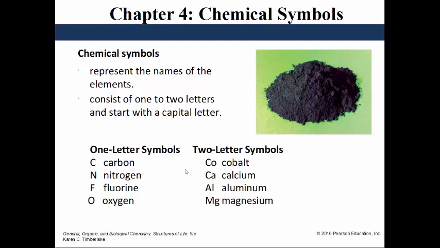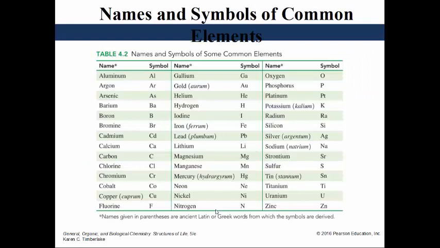For some two-letter symbols, cobalt, Co, only the C is capitalized, the o is not. Calcium, Ca, aluminum, Al, magnesium, Mg. Some very common examples of both one and two-letter symbols used for various elements. There's a table of some common elements. Some have one letter, some have two.